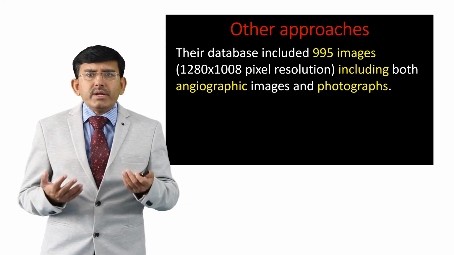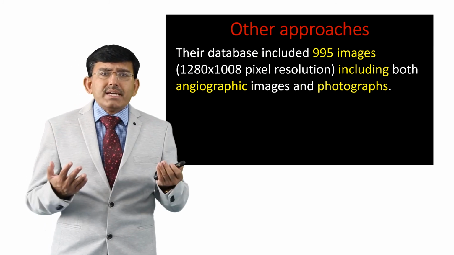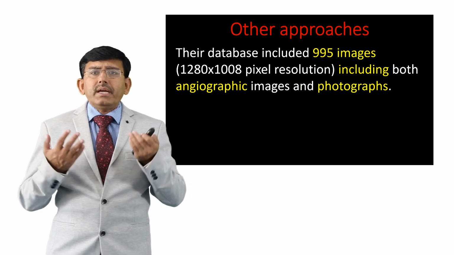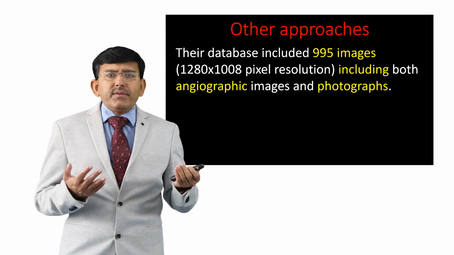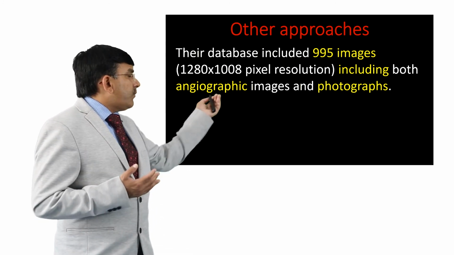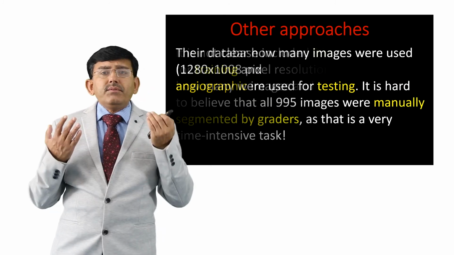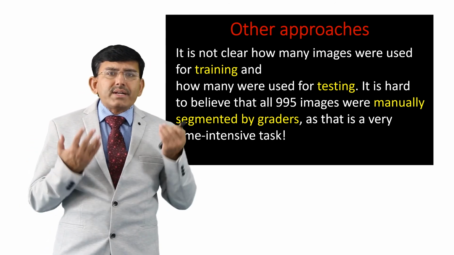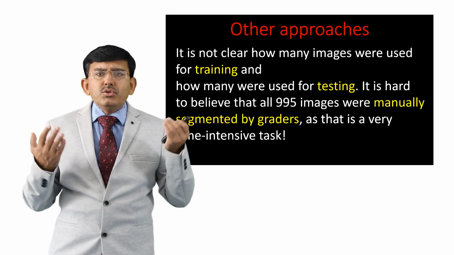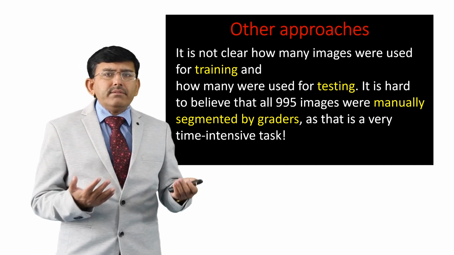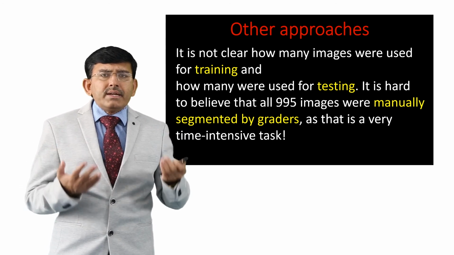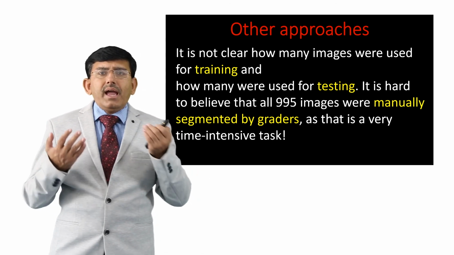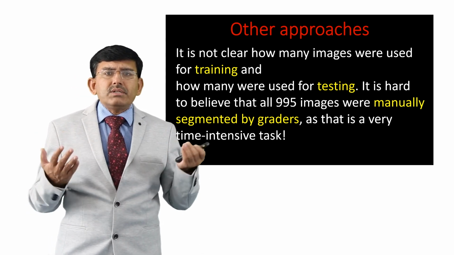Their database included 995 images with 1280 by 1008 pixel resolution, including both angiographic images and the normal photographs captured by the fundus camera. It is not clear how many images were used for training and how many were used for testing. It is hard to believe that all 995 images were manually segmented by graders, as that is a very time intensive task.